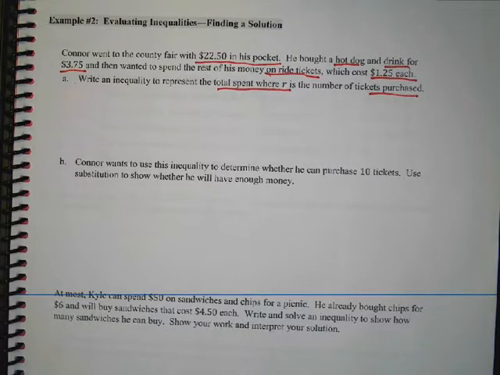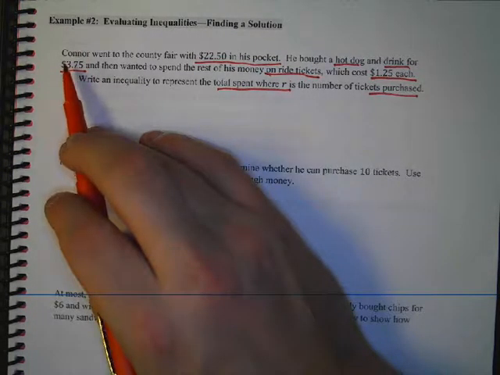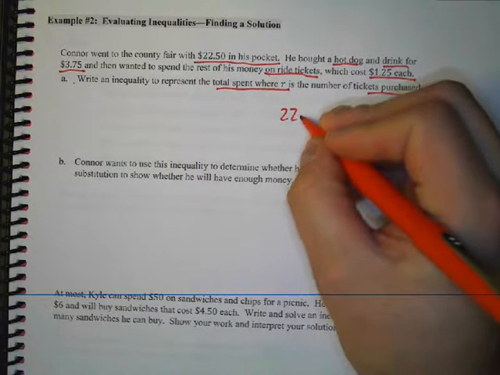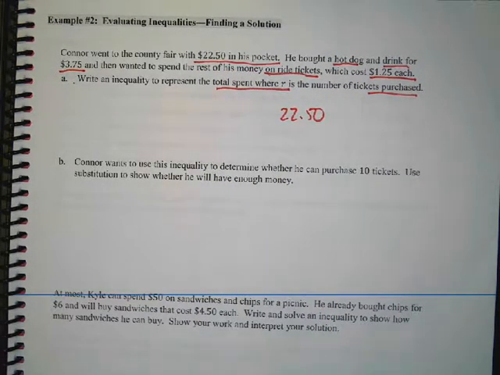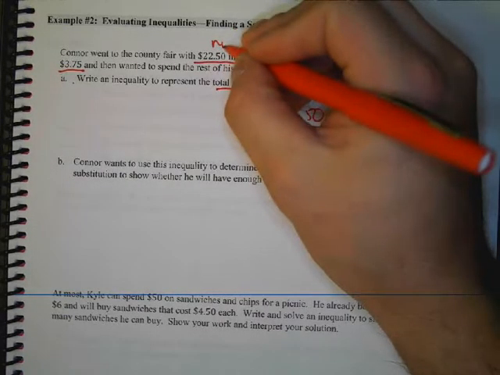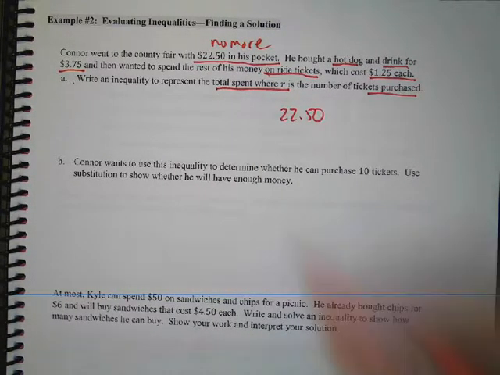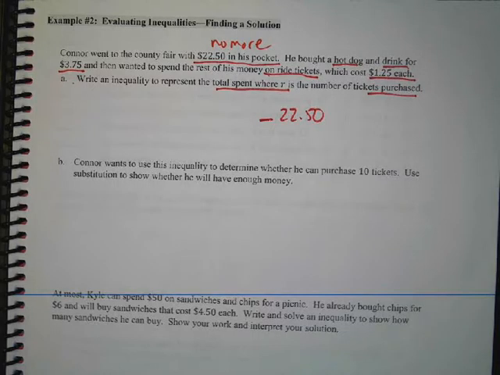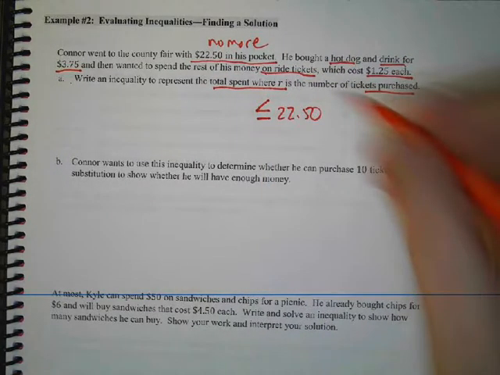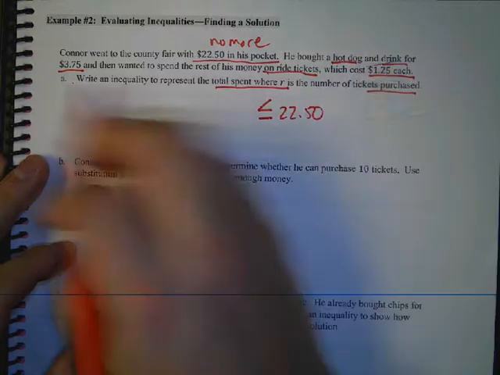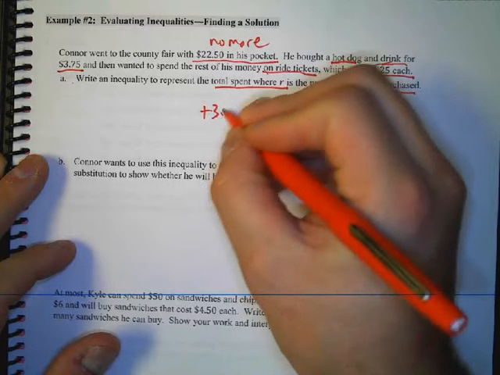In an inequality, Connor went to the county fair, $22.50 in his pocket. So I'm going to write that down, $22.50. All right, now here's the deal. When you have this amount of money, you can spend no more than $22.50. So you could spend $22.50, which is the equal, or you'd have to spend less than $22.50. You can't spend more money than what you actually have. Right? Now the rest of this is that he bought a hot dog and a drink for $3.75. So that's the extra amount, like in the equations that we were writing that were very similar to these.